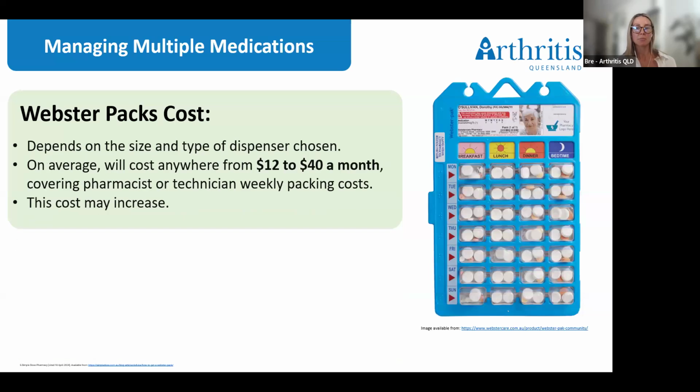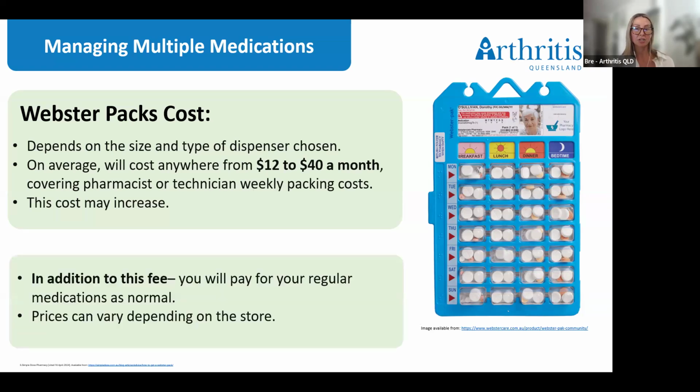So the cost of the Webster pack varies depending on the size and type of dispenser you choose. You may only have one local pharmacy option near you, or you may not even have a pharmacy that will do it, so it might not even be available in your area. But on average, a Webster pack at an Australian pharmacy will cost anywhere from $12 right up to $40 a month. And this covers the pharmacist or technician weekly packing costs.